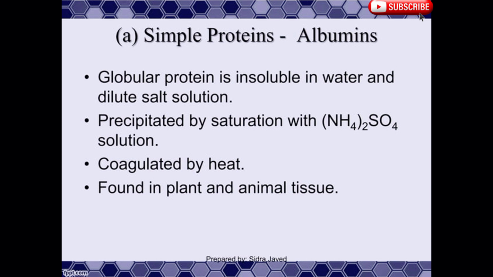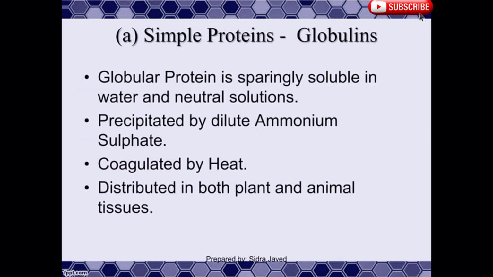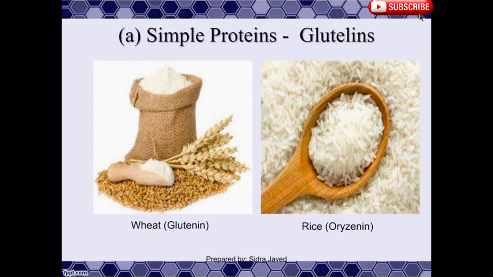Simple proteins include globular proteins, for example albumin. They are insoluble in water and in dilute salt solution, coagulated by heat, and found in plant and animal tissue. Simple protein globulins are sparingly soluble in water and neutral solution, coagulated by heat, and distributed in both plant and animal tissues. These are examples of simple protein globulin, which is present in wheat and rice.